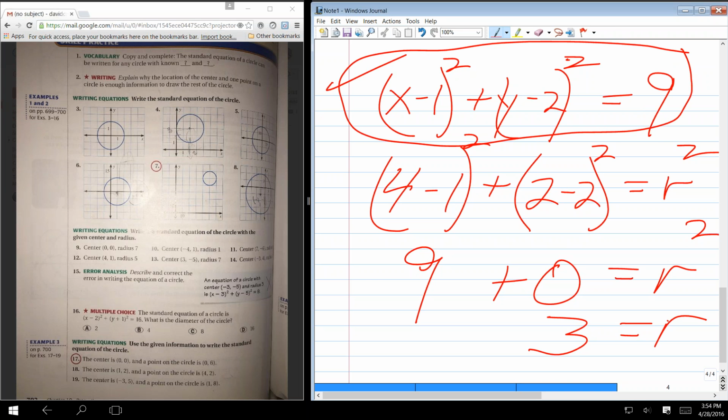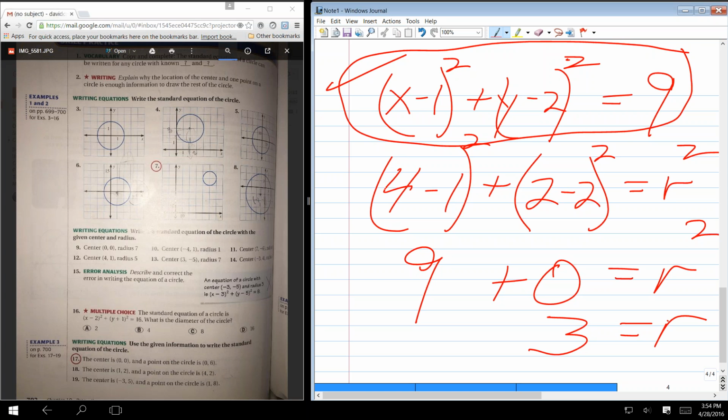So you do center minus the point on the circle? I'm sorry, what? You do center minus the point on the circle? No, the center is not a point on the circle. In other words... No, I know, but for finding the radius, do you do the point of the center? I fill in the known x and y values.